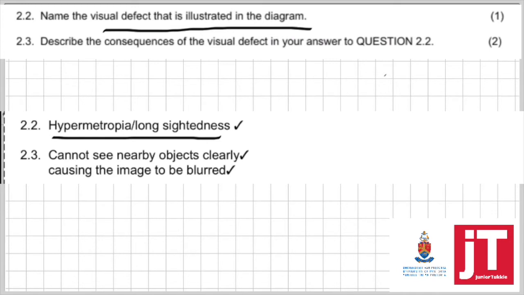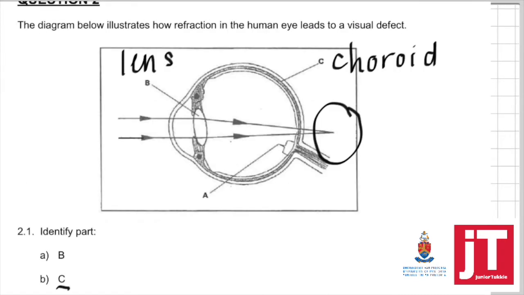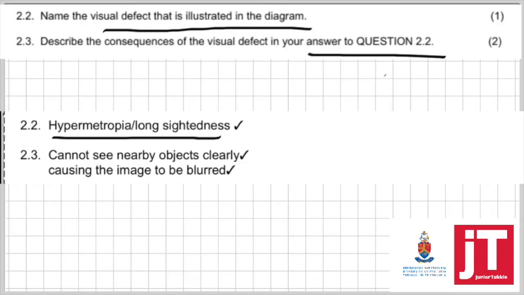2.3, describe the consequences of the visual defect in your answer. So they want to know, if the image falls behind the retina, what consequence will this be to a person? Of course, if the image falls behind the retina, the image will be blurred and the person cannot see nearby objects clearly.